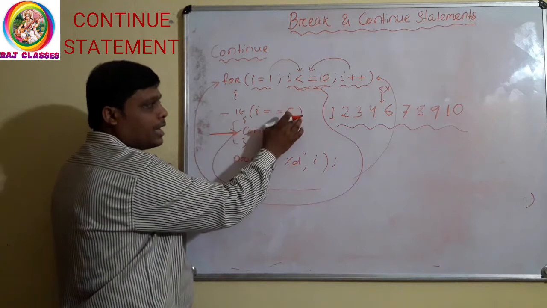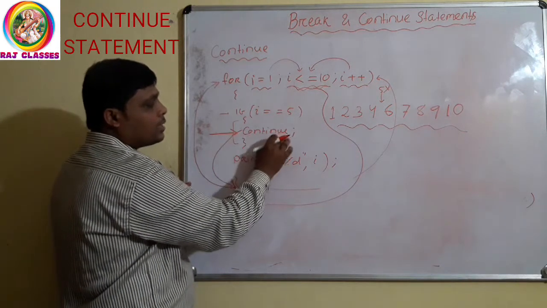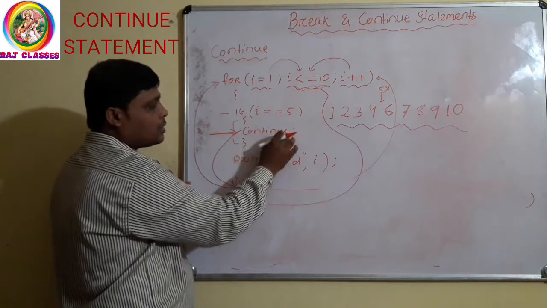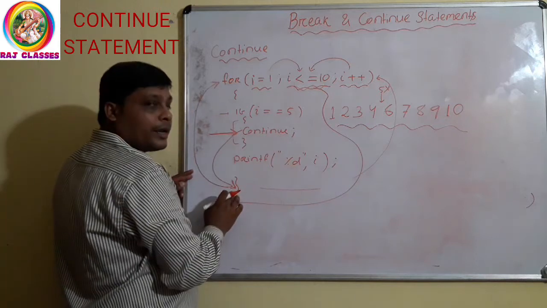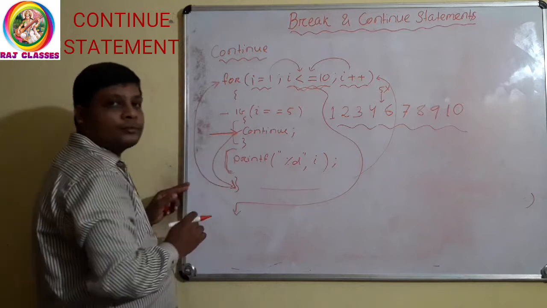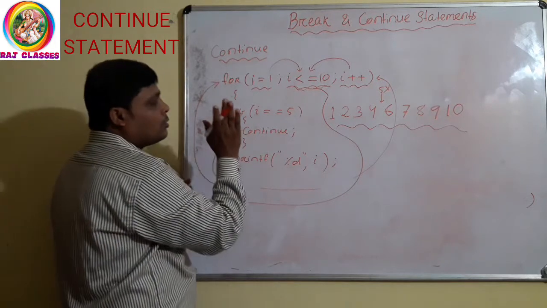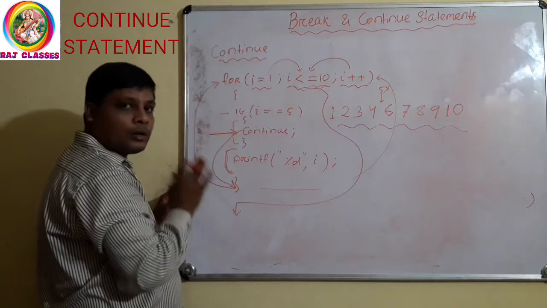Because when I value was 5, one continue statement was executed. The continue statement will execute and the control will transfer to the what? End of the loop, and this statement will be skipped. This is the use of the continue statement in a loop. All of you understood?